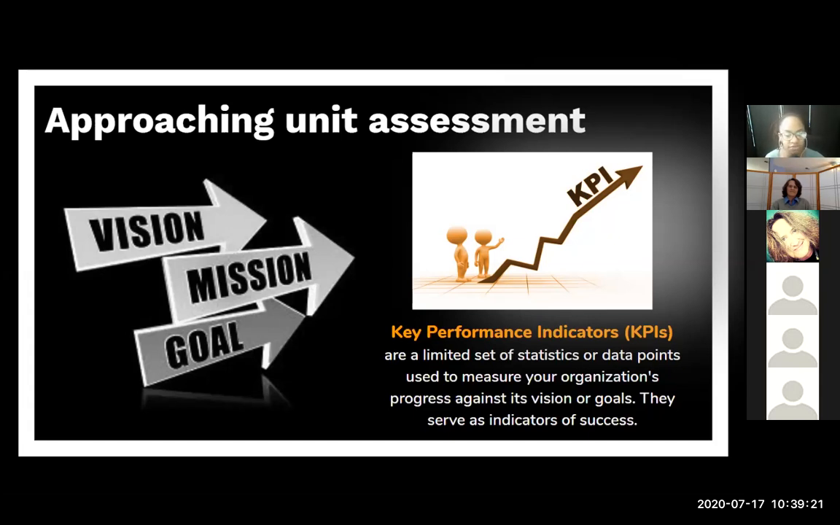And that usually comes in the form of a few statistics or data points that let you measure your unit's progress against its vision or its goals. And KPIs are sometimes called measurements or metrics, and sometimes they come in the form of student learning outcomes. One term we use in my department is learning goals. So we are going to talk about KPIs a little bit more next slide. But I do want to talk about how do you start using the idea of mission, vision, goals, and KPI to start building a formal unit assessment plan.